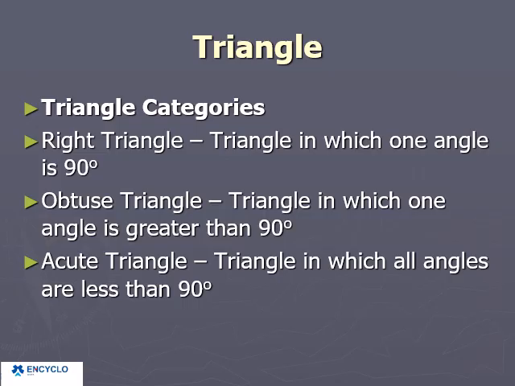Triangles are categorized based on their internal angles. A right triangle has one angle exactly equal to 90 degrees, forming a perfect L shape. An obtuse triangle contains one angle greater than 90 degrees, making it appear stretched or flattened. In contrast, an acute triangle has all 3 interior angles less than 90 degrees, giving it a sharp, narrow appearance. Understanding these angle classifications is essential for analyzing structural geometry in aviation and engineering applications.